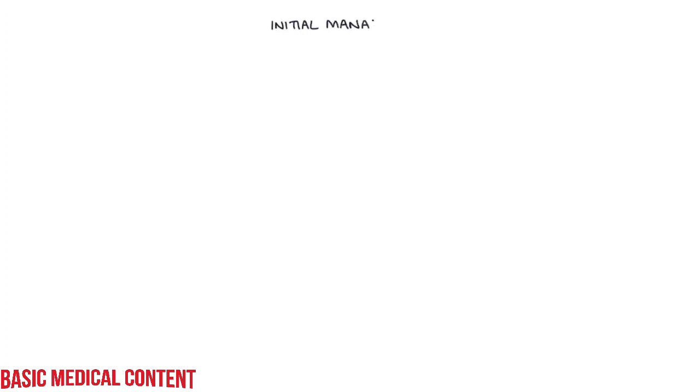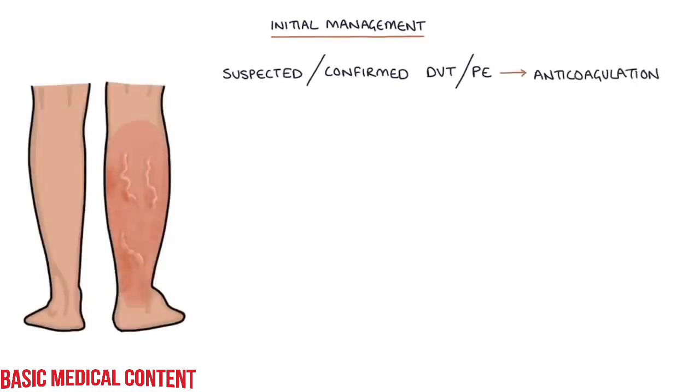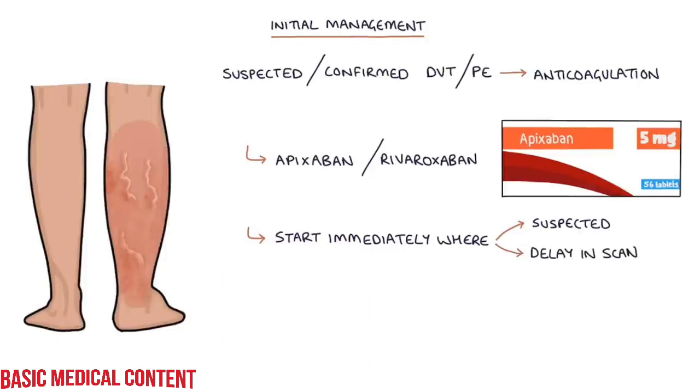Let's talk about the initial management of a DVT. The initial management for a suspected or confirmed DVT or PE is with anticoagulation. In most patients, the NICE guidelines from 2020 recommend treatment dose apixaban or rivaroxaban. This should be started immediately in patients where a DVT or a PE is suspected and there's a delay in getting the scan. So the treatment is started before the diagnosis can be confirmed on a scan. The treatment can then be stopped if the scan excludes a DVT or a PE.